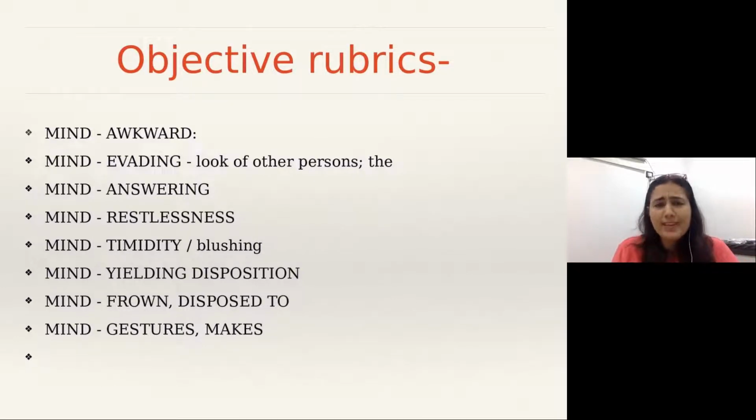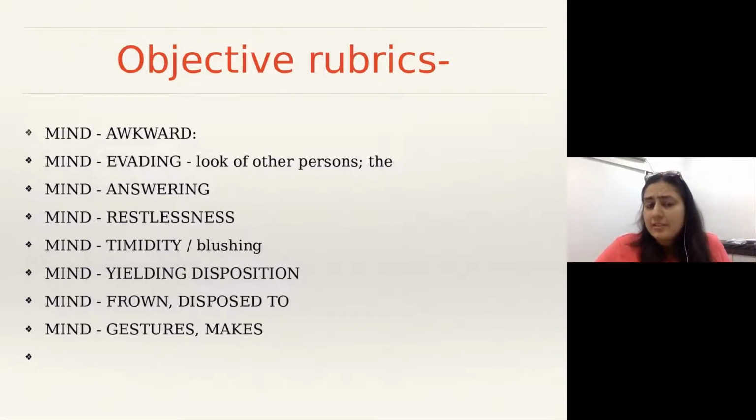When you go a little bit deeper, there is evading the look only when spoken to. The patient will look at you constantly, but when you start talking to the patient, he will look down for the whole consultation. He will not look up at you. You have remedies like natrum muriaticum and plumbum. So these are some objective rubrics which you have to hunt during your case taking.